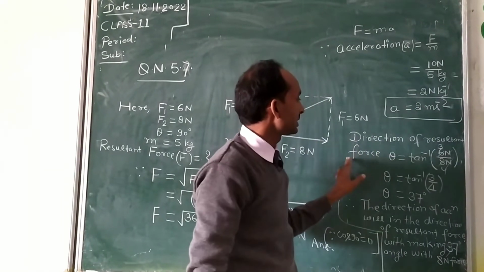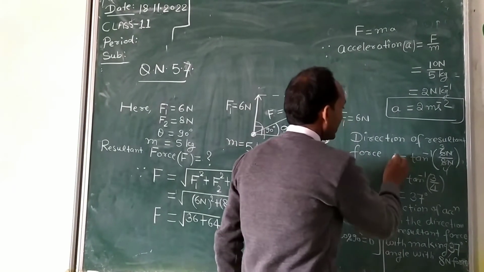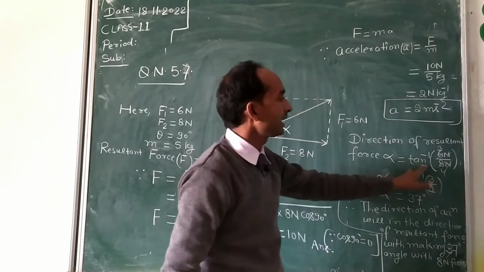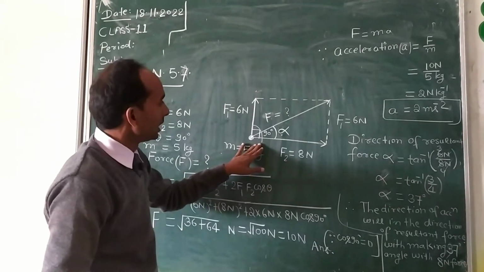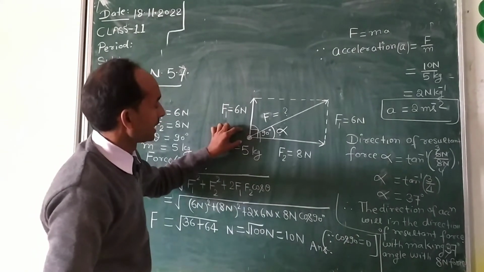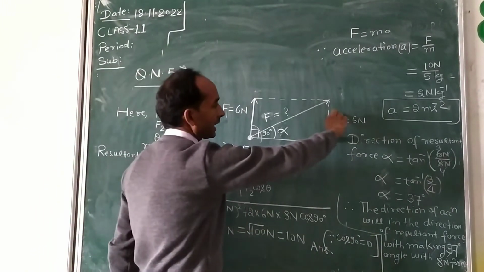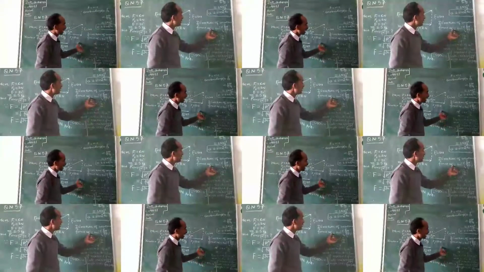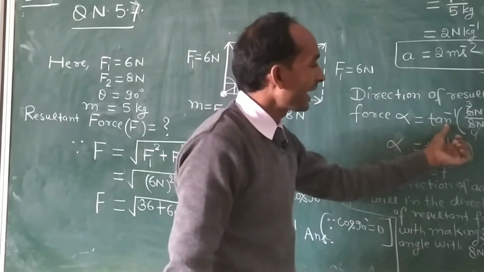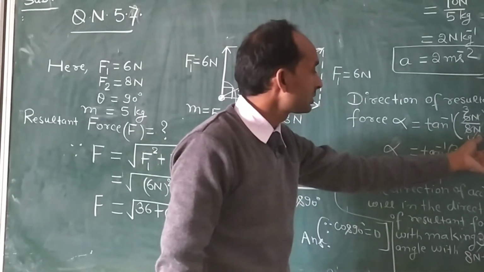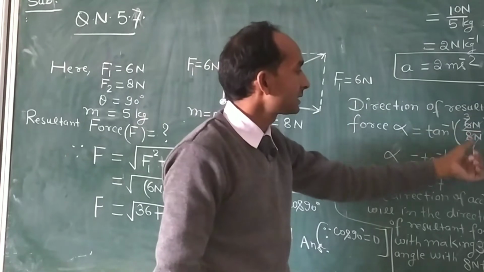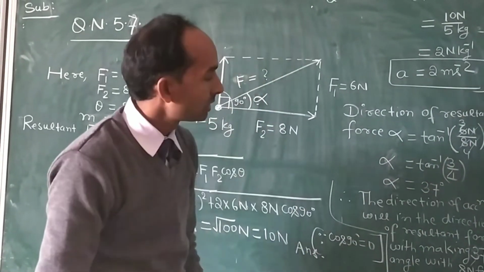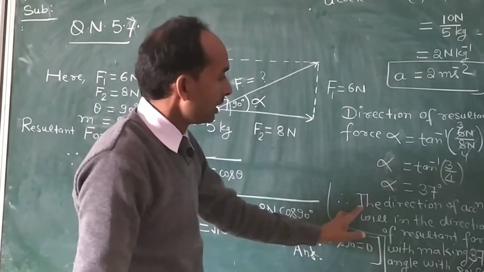The direction of the resultant force, now it will be represented by alpha, is given by tan inverse. In this triangle, this side upon this side, that is perpendicular upon base, equals tan theta. So alpha equals tan inverse 6 Newton upon 8 Newton, and by cancellation, 3 by 4, tan inverse 3 by 4, which comes equal to 37 degrees.